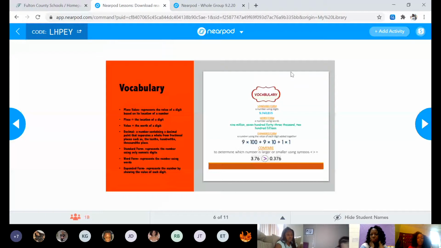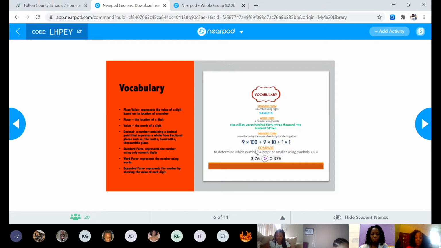So let's take a look at some of our new vocabulary today. Well, we know about standard form, and standard form uses our digits. You only see the number using digits. Word form, you only see the number using words, and then expanded form is a number using a value of each digit added together. And we know in fifth grade we have to multiply each digit by the place that it's in order to represent it in expanded form.